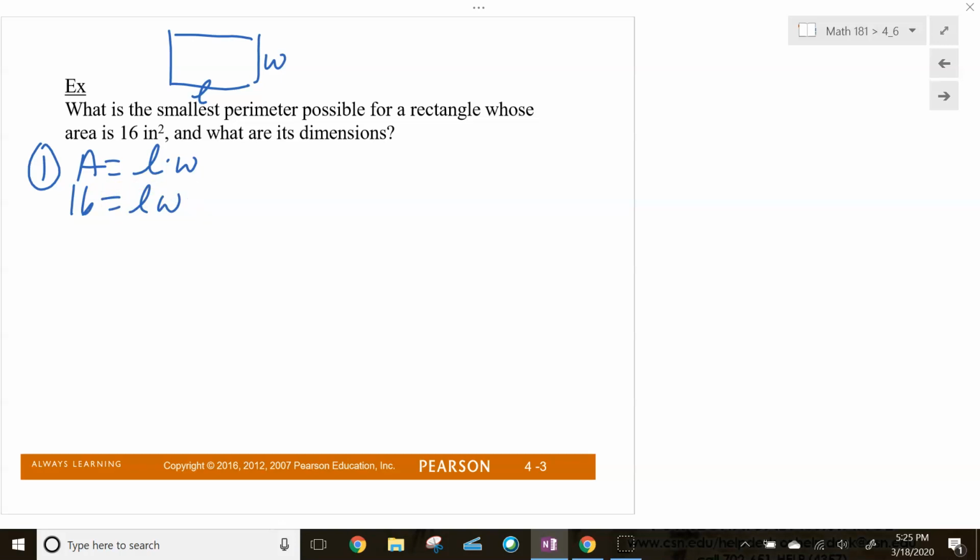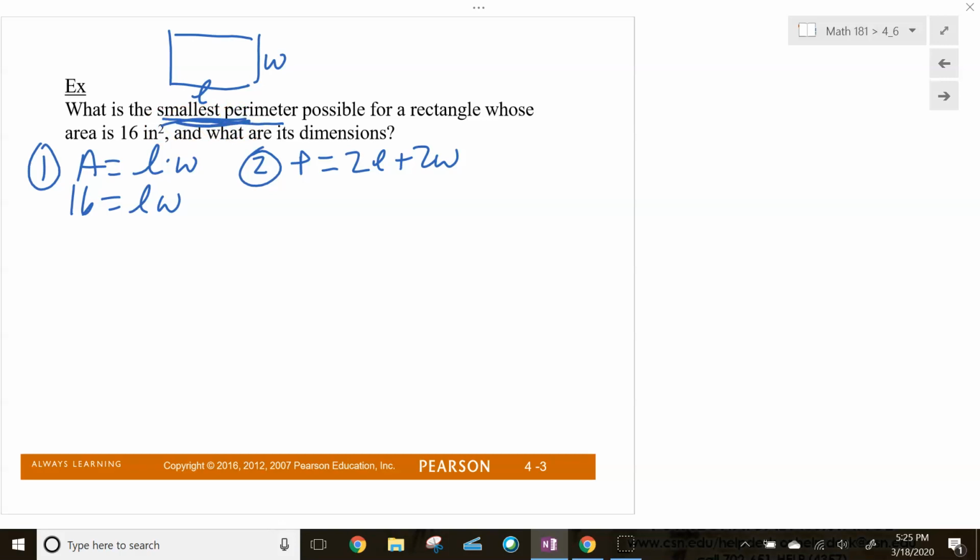And then it's asking us what's the smallest perimeter possible. So one of the implied equations here would be your perimeter. So you've got length plus length plus width plus width, so 2L plus 2W is your perimeter for this rectangle. And this perimeter is what we're trying to minimize. We're trying to find the smallest.